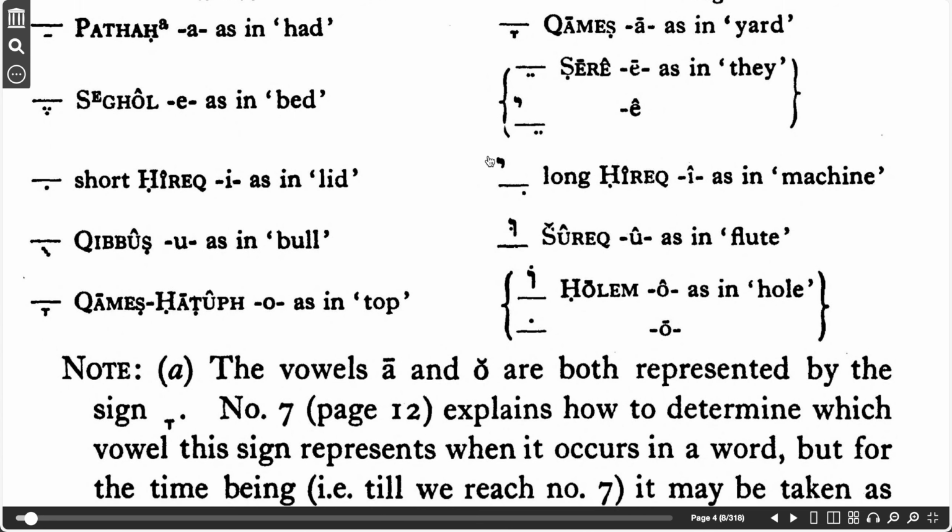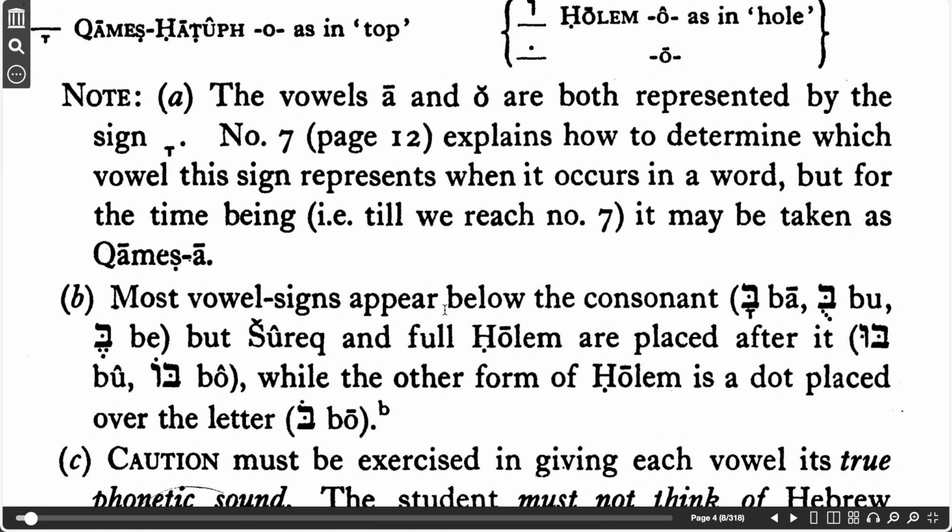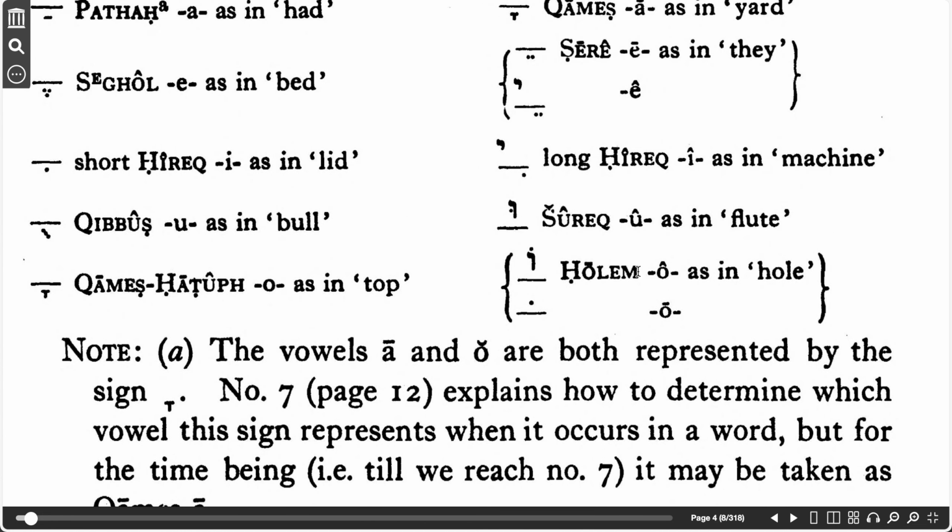Okay? So next, he says most vowel signs appear below the consonants. And so you have ba, bu, be. See, that's the short E sound. Ba, boo, be. And notice how he does it. If it's a long sound, he's taking that as kamats A, then it's A with the dash above it. So you'll see how he does it up here.